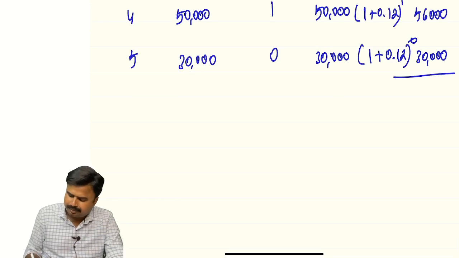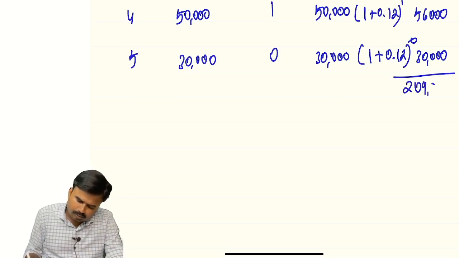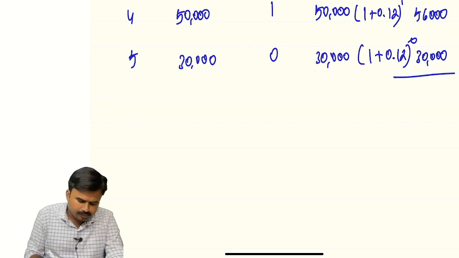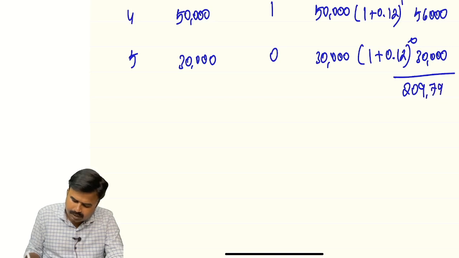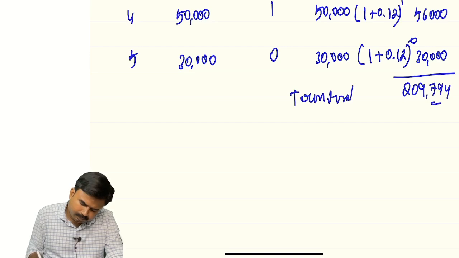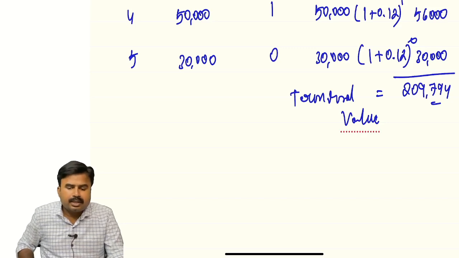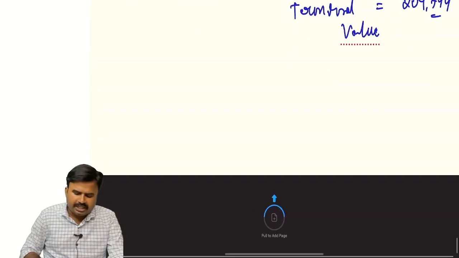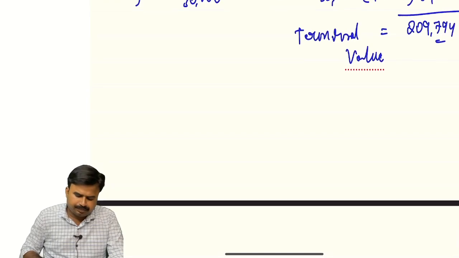It is 2,09,793 or 794. This is my terminal value. So what is my next task? It is a clear case of conventional cash flow, and the initial investment is clearly given.